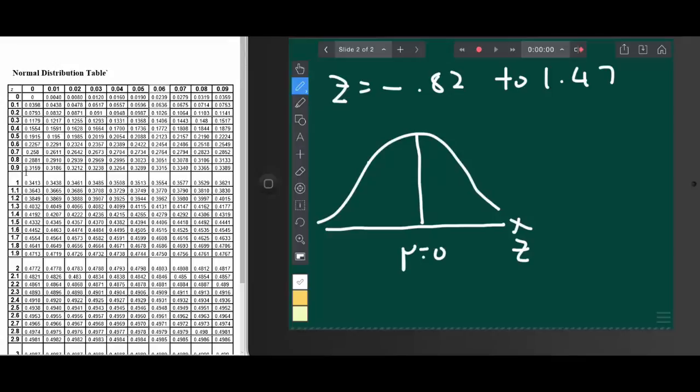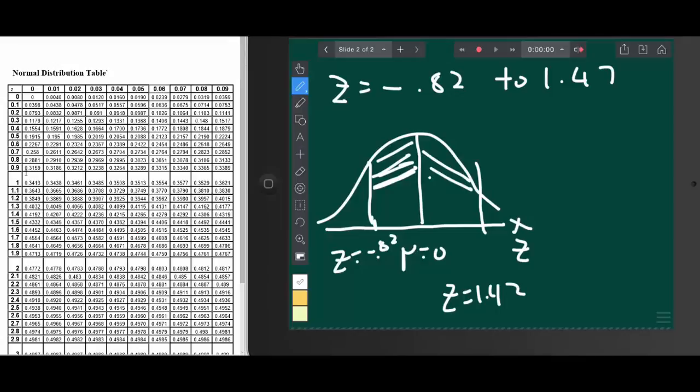So z equal to minus 0.82 means that we have a point that is 0.82, not quite one standard deviation, below the mean. Remember, everything has to be with respect to the mean. So we can find that area. We want to go from 0.82 standard deviations below the mean to a spot that's z equal to 1.47 above the mean. So let's call this area A, and we'll call this area B.